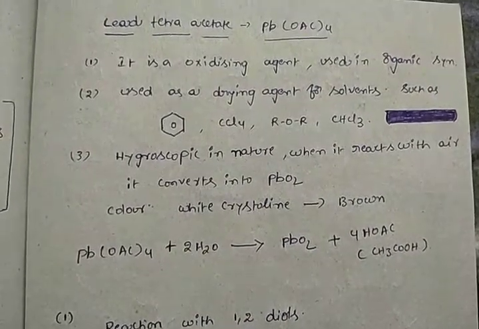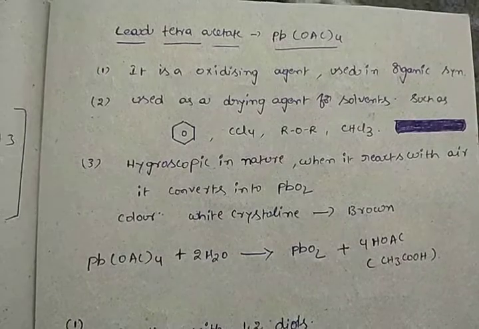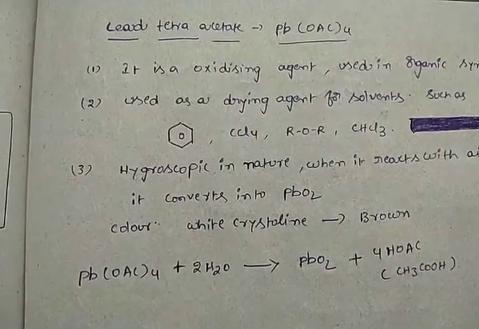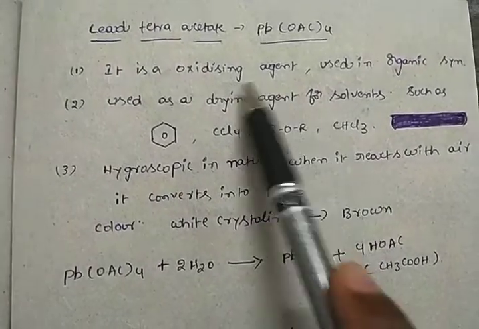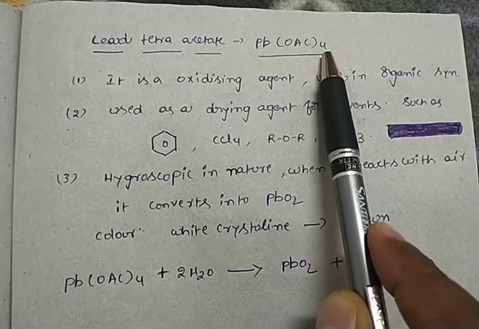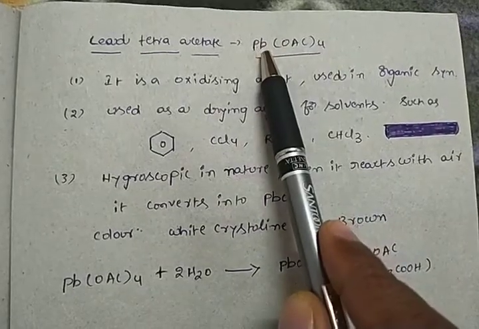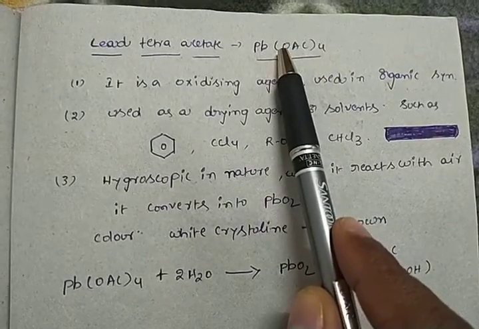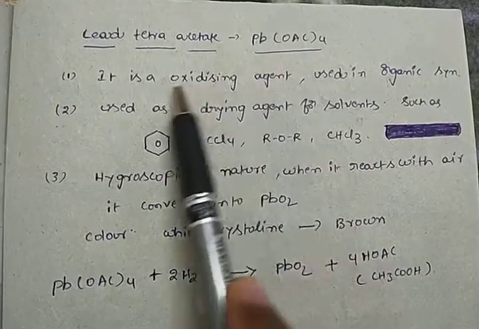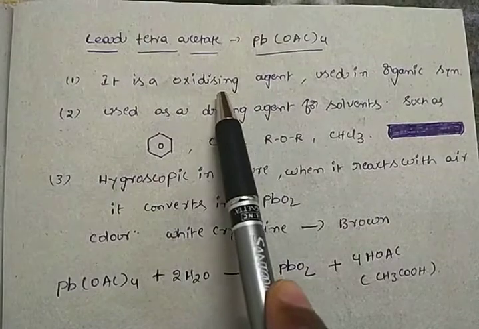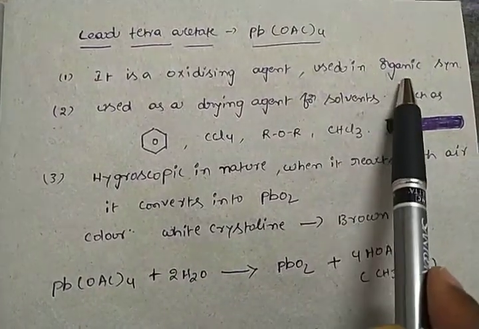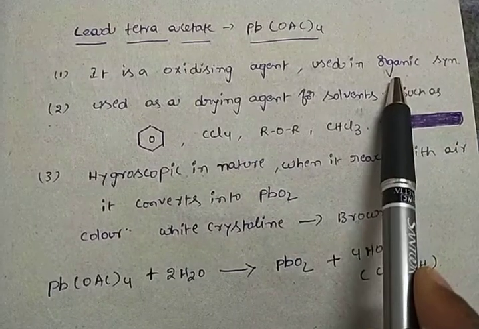Now, my dear friends, I am going to discuss lead tetraacetate. The formula is Pb(OAc)4. Here the lead is attached to four acetyl groups. This is generally an oxidizing agent used in organic synthesis.